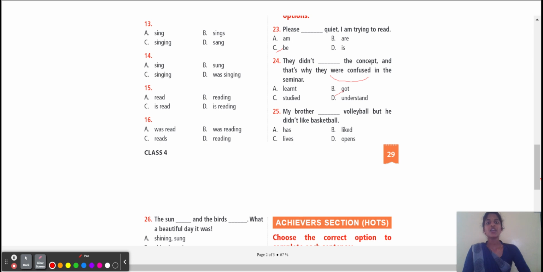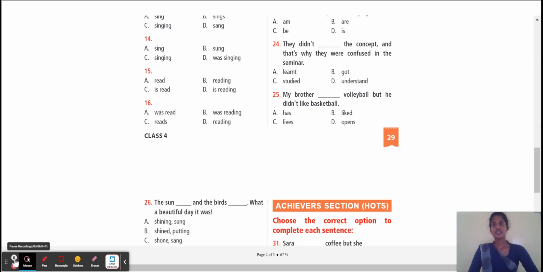25th: "My brother dash volleyball, but he didn't like basketball." My brother liked volleyball. Why? Because it's the past. He always liked volleyball only, and didn't like basketball. Did is the past tense. You should know that definitely. Did is the past tense.